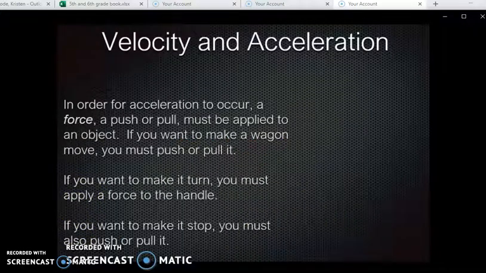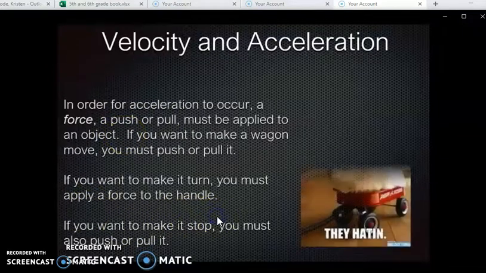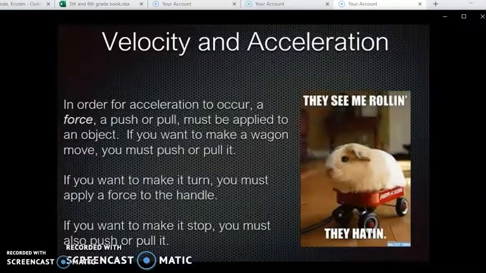Now, in order for acceleration to occur, there needs to be a force. Now, what is the definition of force? Force is a push or a pull that has to be applied to an object. So if I want to make a wagon move, I have to do what? I have to either push it or pull it. If you want to make it turn, you have to apply a force to the handle. And if I want to make it stop, I also have to push or pull it to stop.